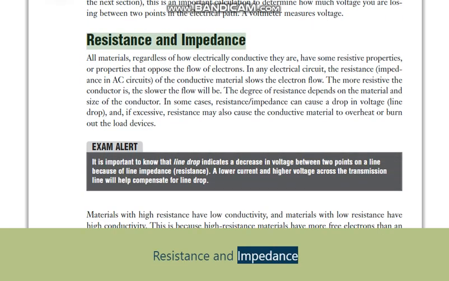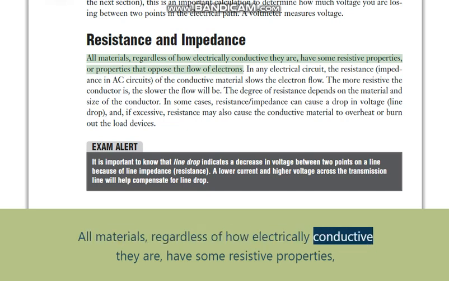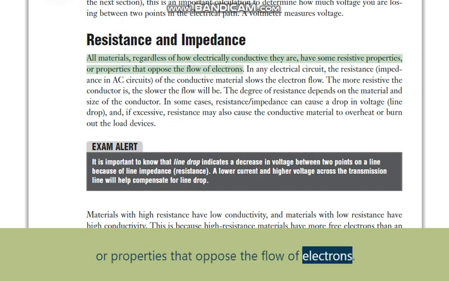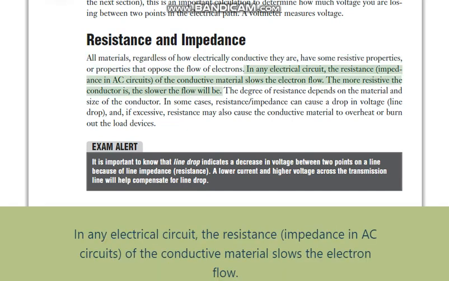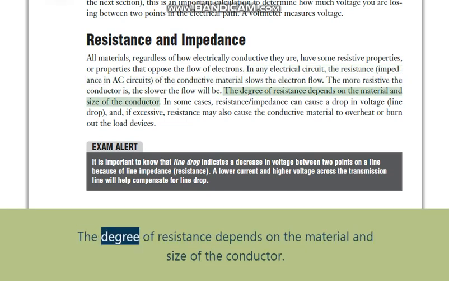Resistance and impedance. All materials, regardless of how electrically conductive they are, have some resistive properties, or properties that oppose the flow of electrons. In any electrical circuit, the resistance, impedance in AC circuits, of the conductive material slows the electron flow. The more resistive the conductor is, the slower the flow will be. The degree of resistance depends on the material and size of the conductor.